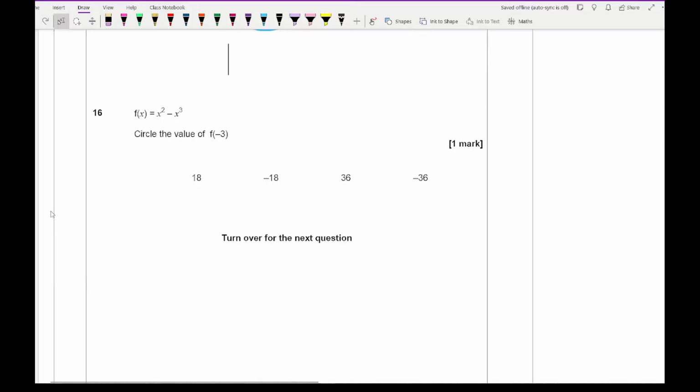Then with question 16, it says the function f of x equals x squared minus x cubed. Circle the value of f of minus 3. So if I just substitute minus 3 into this, I've got minus 3 squared minus minus 3 cubed. And again, if you're going to type this into your calculator, make sure you're using brackets around the minus 3. But this is going to be 9. That's going to be minus 27. So it's 9 plus 27, which gives us an answer of positive 36.